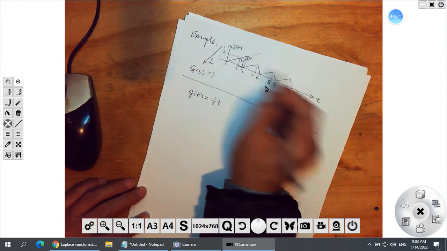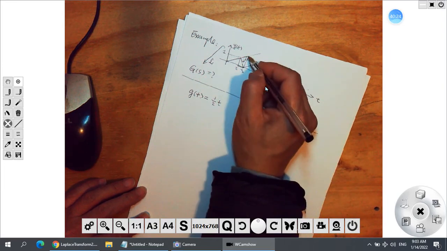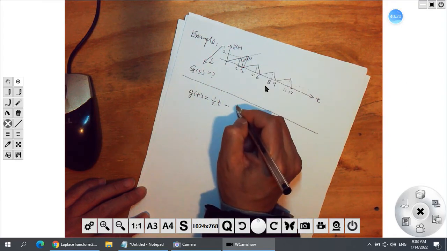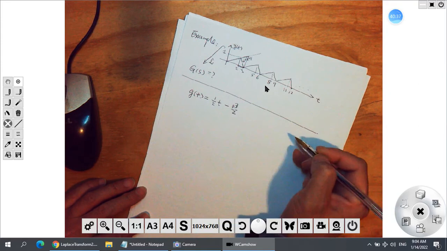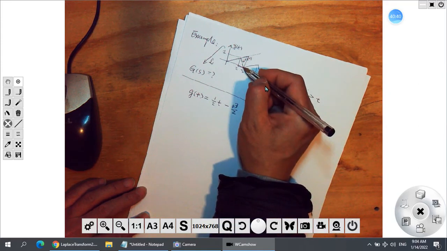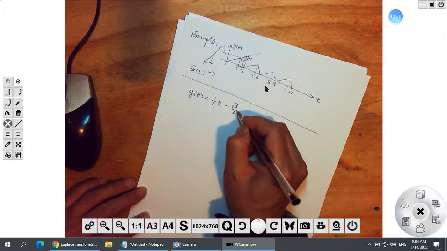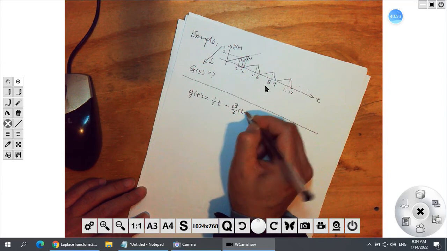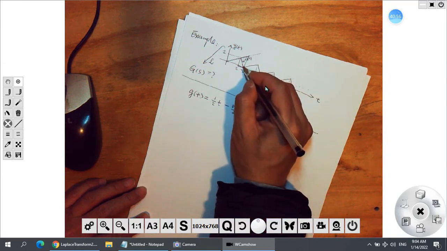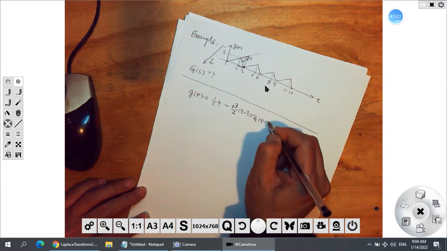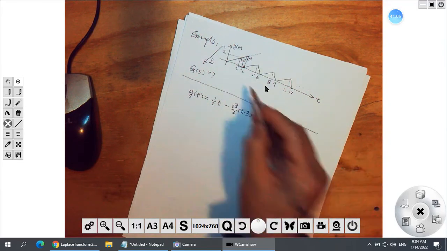When t goes ahead 1, here you need to jump by 1 and 1/2. So you need a minus 1 and 1/2, that is 3/2. You're going down 3/2 when t goes 1. So this is the ramp you need here. And the ramp is t minus what? Minus 3, because this is 0 when t equals 3, right? So t minus 3, and u_s of t minus 3, because it's shifted. Okay, you get this one.